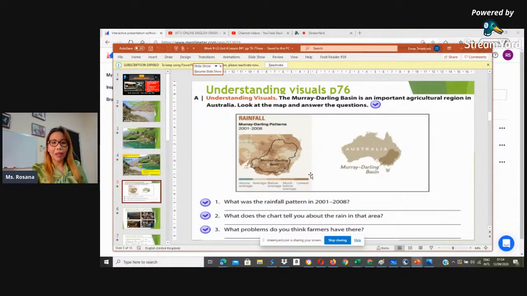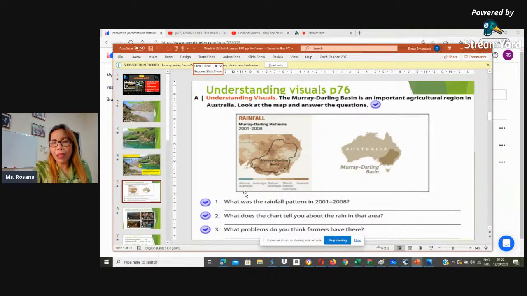Okay, I'd like you to look at this photo. Okay, so here you will see a map of Murray-Darling Basin, which is an important agricultural region in Australia. Now look at the map and answer the questions. Okay, you can see here the map of the region, and you can see that there are different colors here, right? Now, what do the colors represent in the chart, right? So here, there are 3 questions, okay? And then you've got to answer all these questions by looking at the chart. Oh, this is understanding infographics, all right?